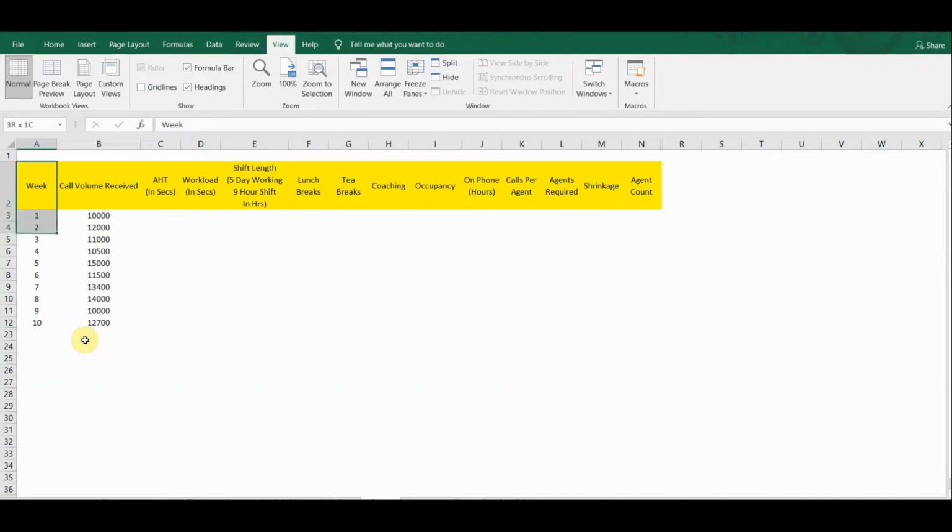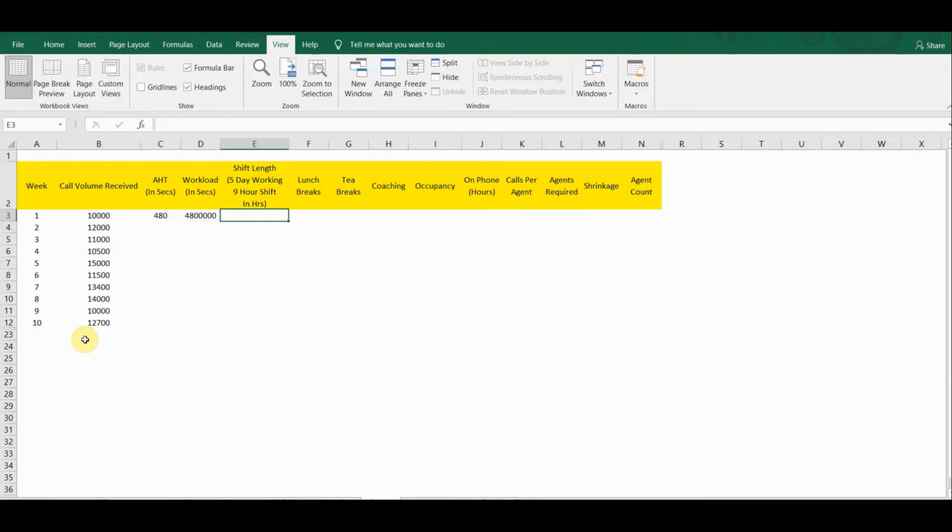We have the week wise data from week 1 to week 10, and we have the call volumes populated against each week here. Now we are taking an example of 480 seconds as our AHT. The first step to calculate the FTEs required, or the agents required, is to calculate the workload. What is the kind of workload that we are getting for that week? To calculate that workload, we multiply the call volumes received with the average handle time that every call would take. That gives us the workload in seconds.